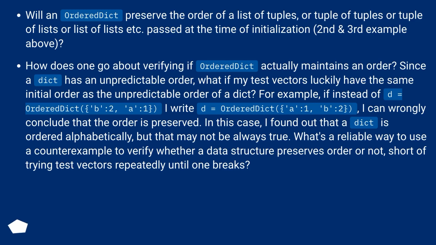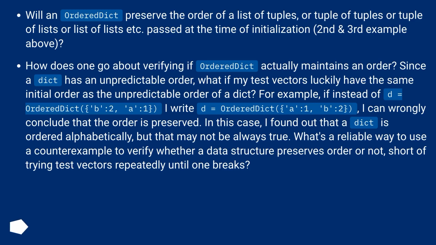Since a dict has an unpredictable order, what if my test vectors luckily have the same initial order as the unpredictable order of a dict? For example, if instead of D = OrderedDict([('B', 2), ('A', 1)]), I write D = OrderedDict([('A', 1), ('B', 2)]), I can wrongly conclude that the order is preserved. In this case, I found out that a dict is ordered alphabetically, but that may not always be true.